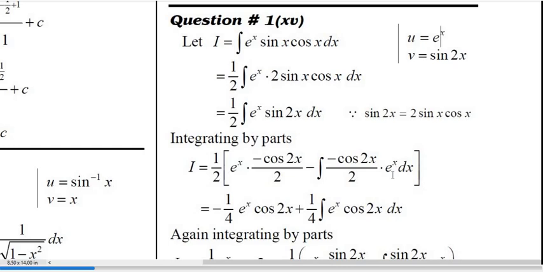We know that derivative of an exponential function is again an exponential function, which is equal to minus 1 by 4 e power x cos 2x plus 1 by 4 integration of e power x cos 2x. Here we again have two functions, the first one exponential and the second one trigonometric. Now we again integrate by parts.